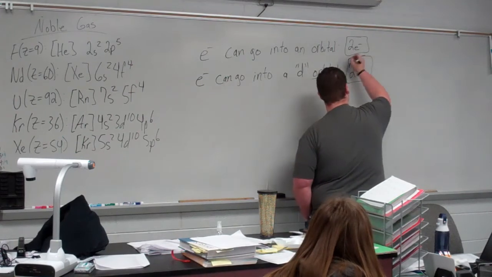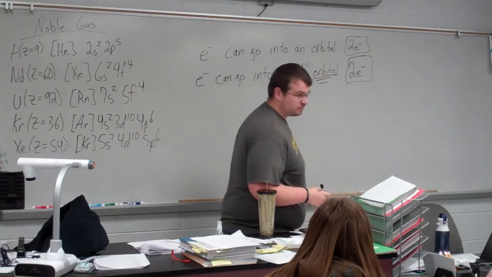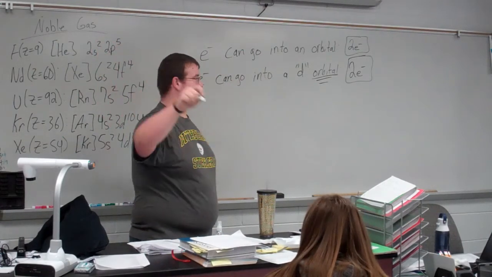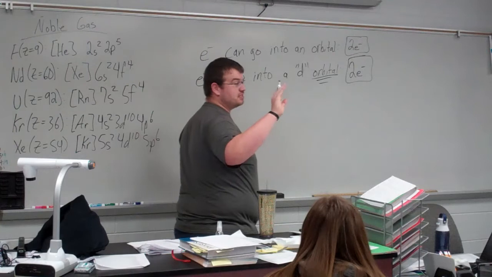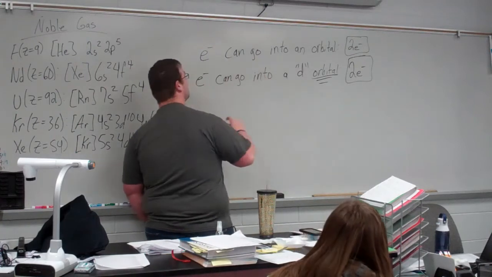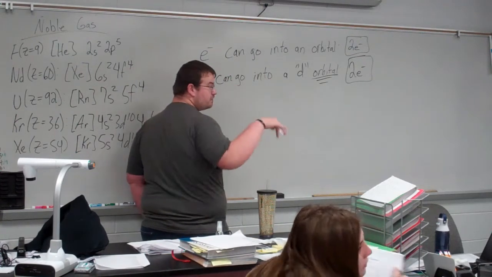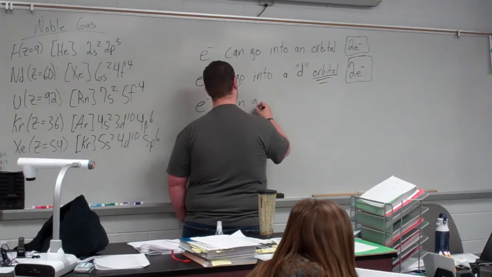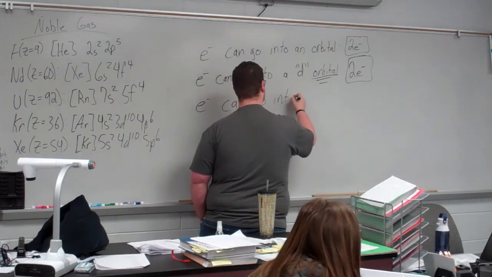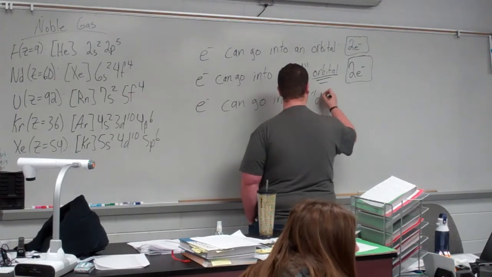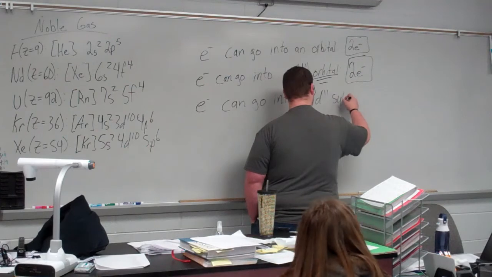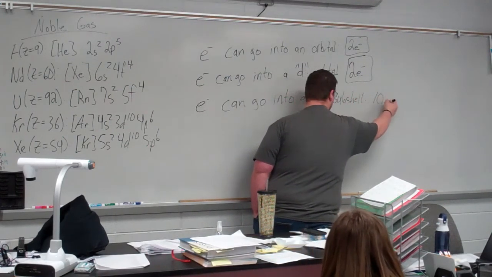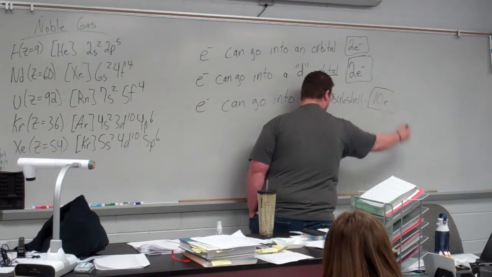Each orbital, there are 5 orbitals. Every dash is an orbital. That's why it's the trick question of all trick questions. You have to understand the differences in what you're looking at. How many electrons can go into a D subshell? 10.